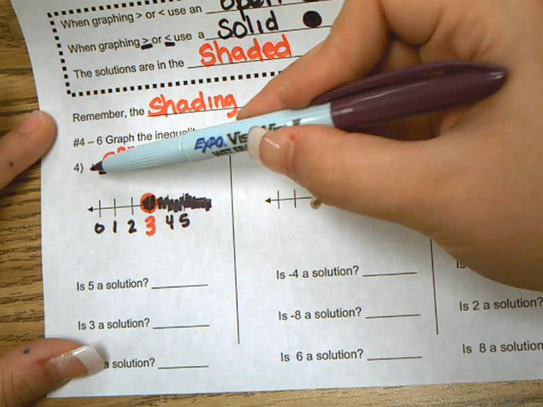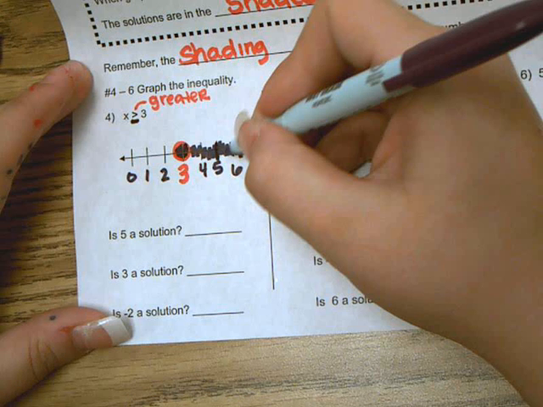Negative 2. Negative 2 is going to be over here somewhere. It's not shaded, so it is not a solution. In other words, if x was negative 2, that is not true. Negative 2 is not greater than 3.